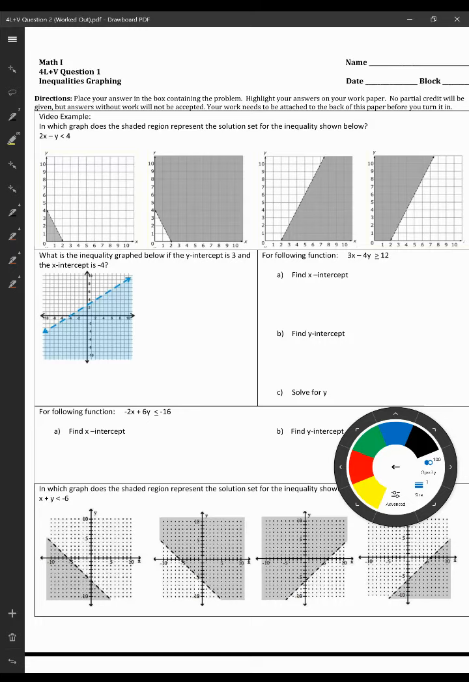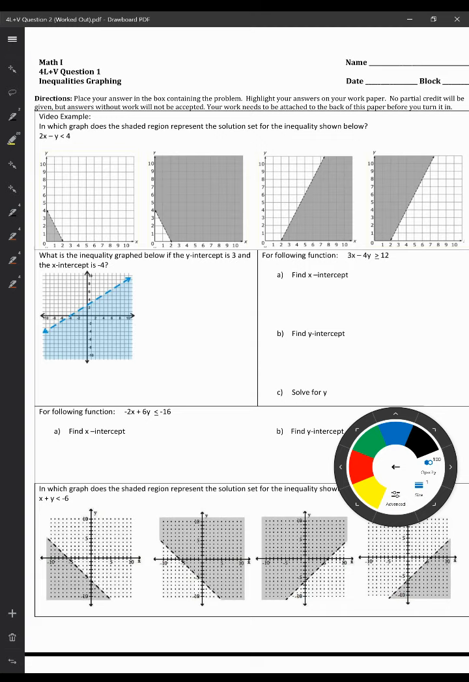In this video example, they ask in which graph does the shaded region represent the solution set for the inequality shown below. So all we're going to do is match this inequality here with the appropriate graph.